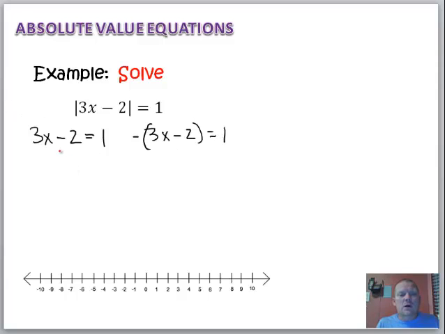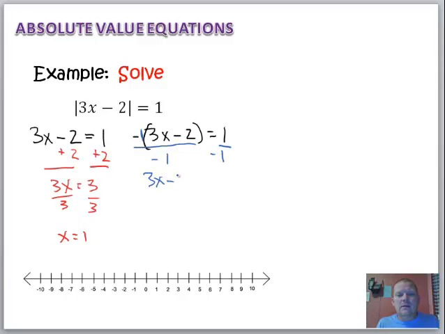So I will go ahead and solve the one on the left, add 2 to both sides, and I get 3x equals 3, divide by 3, and get x equals 1. Let's look at the second equation. Since I have this negative, I'll treat it like a negative 1. I'll divide both sides by negative 1. And that gives me 3x minus 2 equals 1 divided by negative 1 is negative 1.